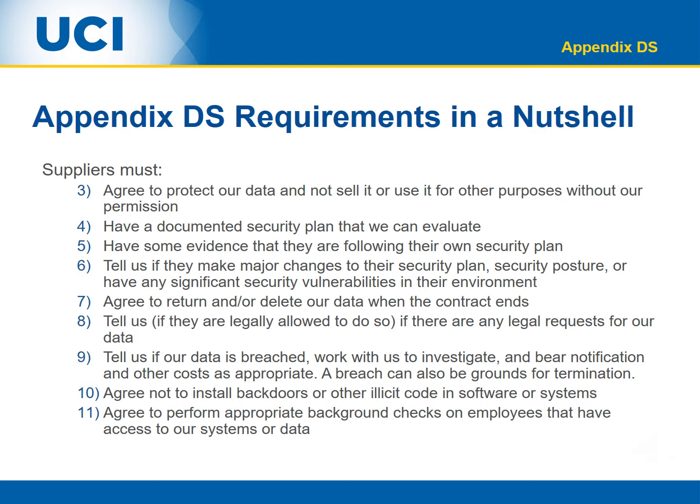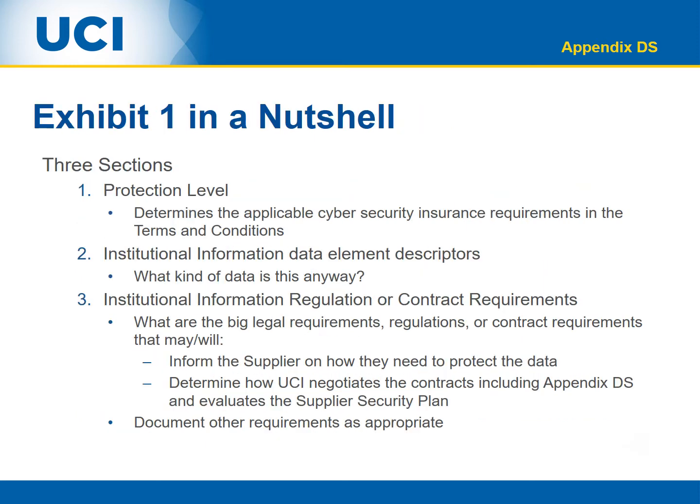Exhibit 1 is basically the exhibit that the requesting unit needs to fill out, and it consists of 3 sections. The first is on the protection level, which in turn sets the cyber insurance requirements in the terms and conditions document, so it's really important to have that noted here. Probably won't mean a lot to a supplier because the protection levels are an internal UCI construct, but it's also useful for the security team when we're doing an evaluation to really understand the type of data that's being included in the contract.